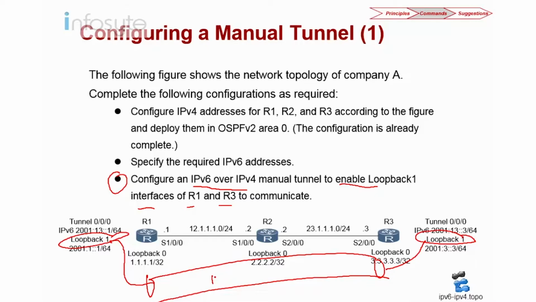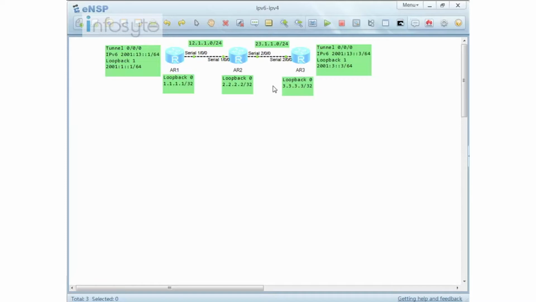So we have IPv6 over IPv4. For us to do that, we have to configure the tunnel interface, and the protocol that we are going to use on this tunnel interface will be the manual tunnel. Without further delay, let's look into our eNSP. Let's jump back into eNSP.